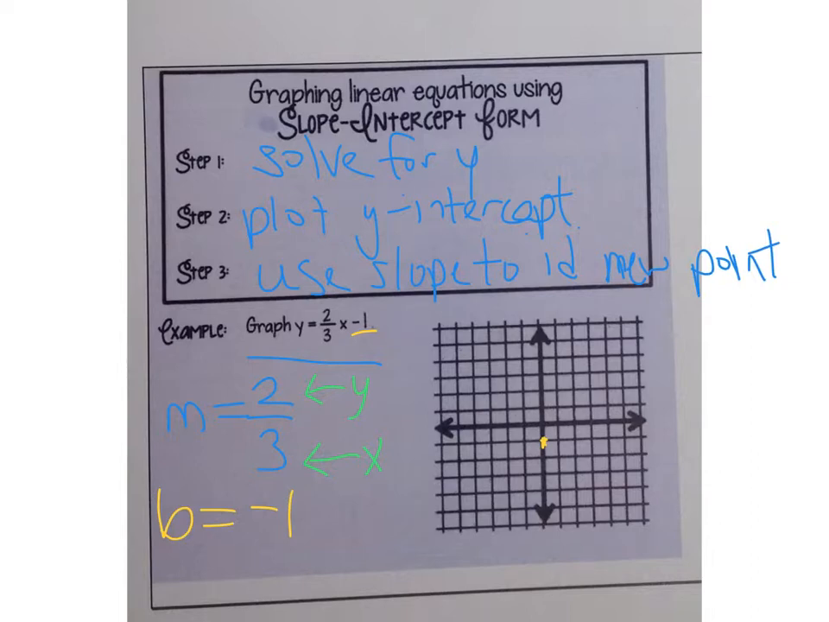So my change in y is up 2, so I'm going to go up 2, and then I'm going to go to the right 3. 1, 2, 3. And that there is going to be my next point. And then I can do the same thing again. It's going to be up 2, 1, 2, and over 3, 1, 2, 3. That's the next point on my line. And then I'll make a nice straight line.